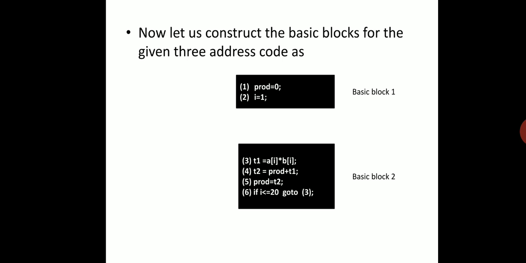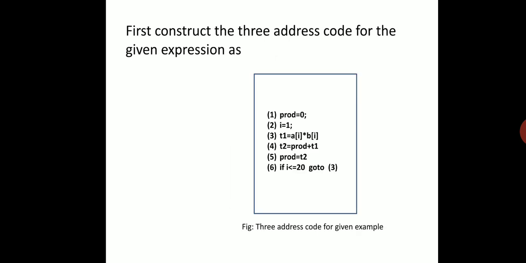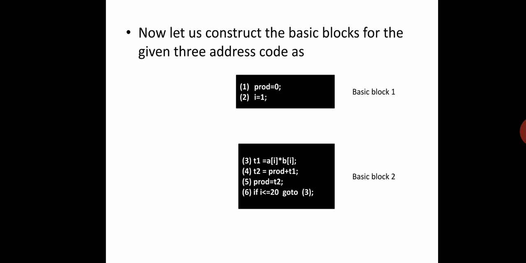Production is equal to 0 is the leader statement, because the rule says the first statement is always a leader statement. Then we identified the second leader statement: we identified the jump instruction and the target of that jump instruction. Whatever instructions are in between will occur in a different basic block. So statements 3 to 6, because 6 is a jump instruction whose target is statement number 3, will be in a different basic block. That is shown in the diagram.